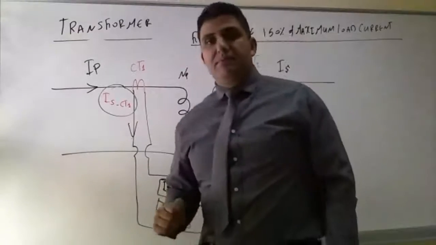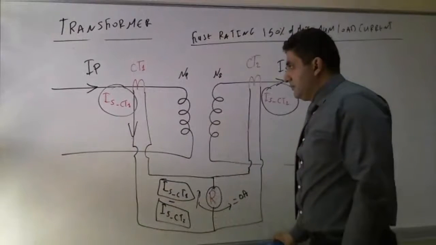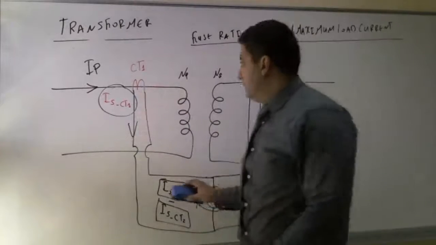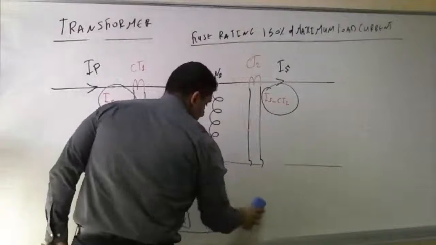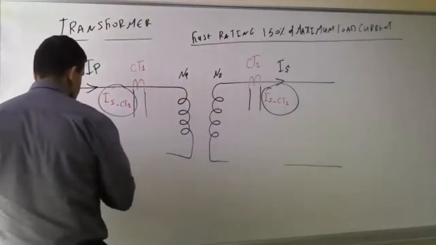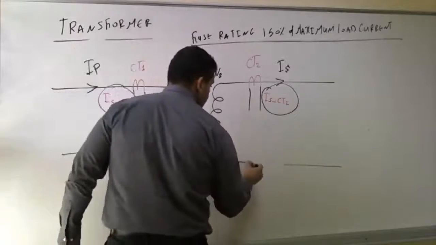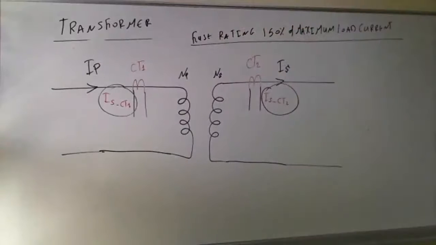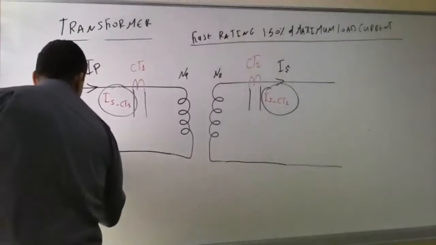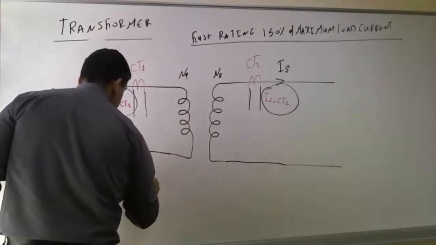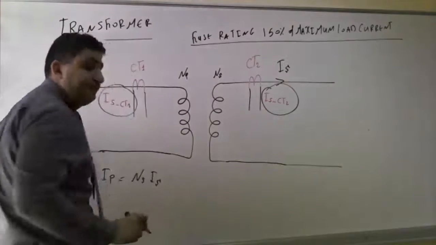Now let's put some numbers regarding the process. To give us some room, let me delete this. Do you remember the transformer relation between the primary current, the secondary current, N1 and N2? We have N primary, I primary, equal to N secondary, I secondary.